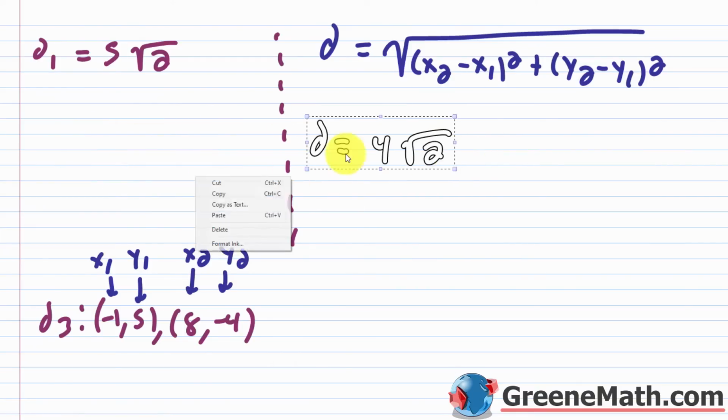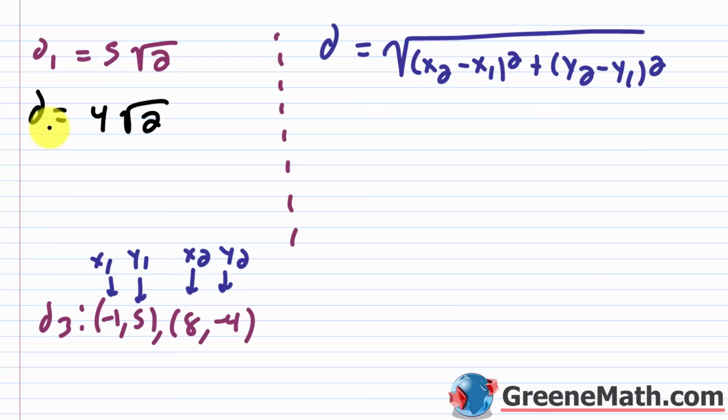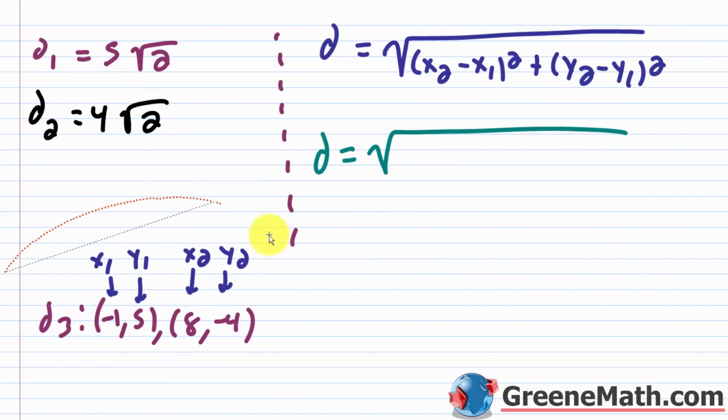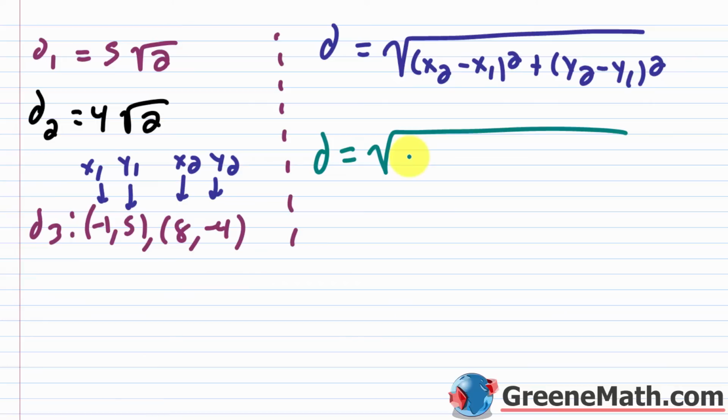And I'll just drag this over here like this and say this is d sub 2. Maybe move this equal sign over here. And then for this one, let's say that the distance is equal to the square root of, for x sub 2, let me slide this up. X sub 2 is going to be 8. And then minus x sub 1, that's negative 1. So minus the negative 1 is plus 1, quantity squared, plus, for y sub 2, it's going to be negative 4. And then minus for y sub 1, it's going to be 5, and then quantity squared.